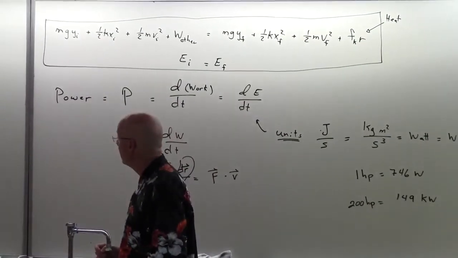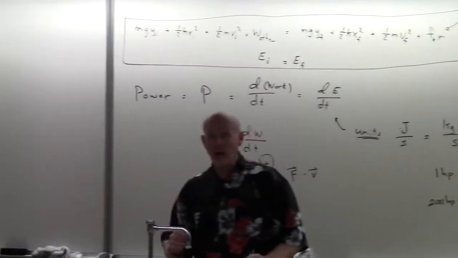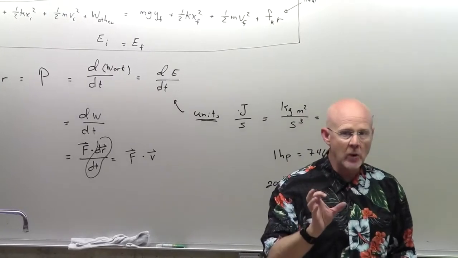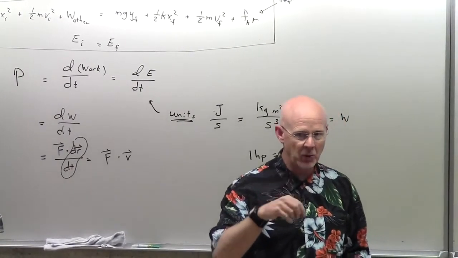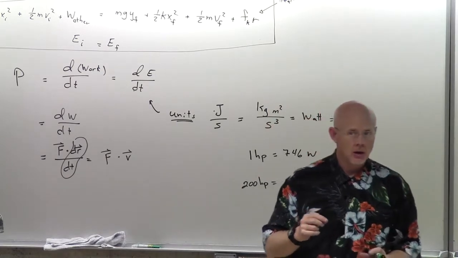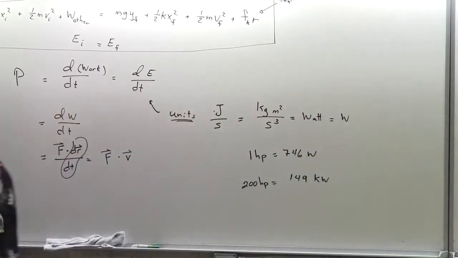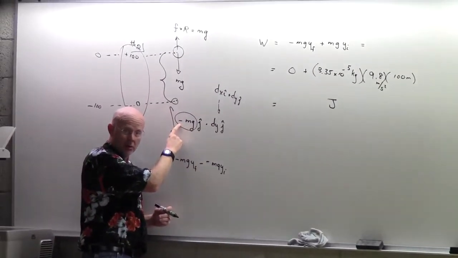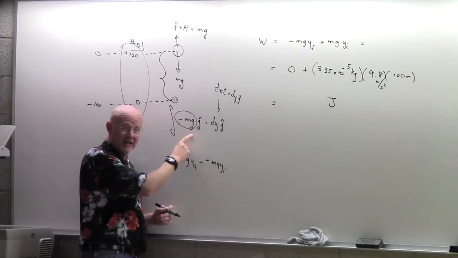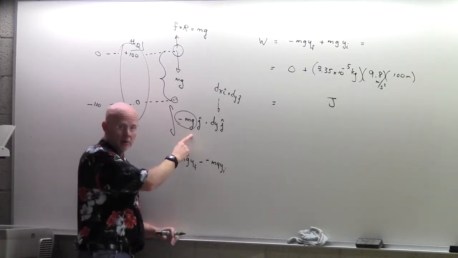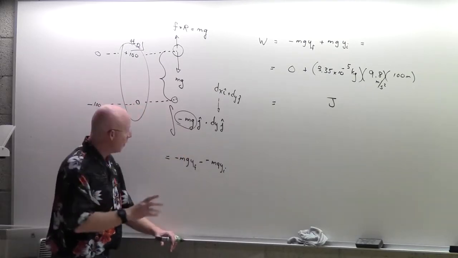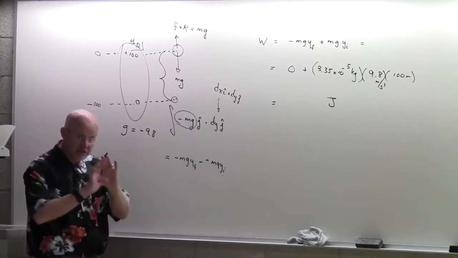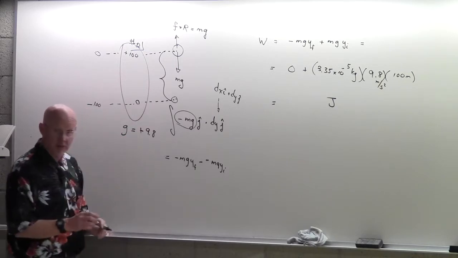Why is the G not negative? Okay, good. Let me emphasize, the G has never been negative. The G represents the number 9.8. Granted, the acceleration is down. The down part is why the negative was here. But the G itself does not have a negative in it. It never has. Go all the way back to chapter 2, and we never put G equals negative 9.8. That was never the case. G has always been positive.